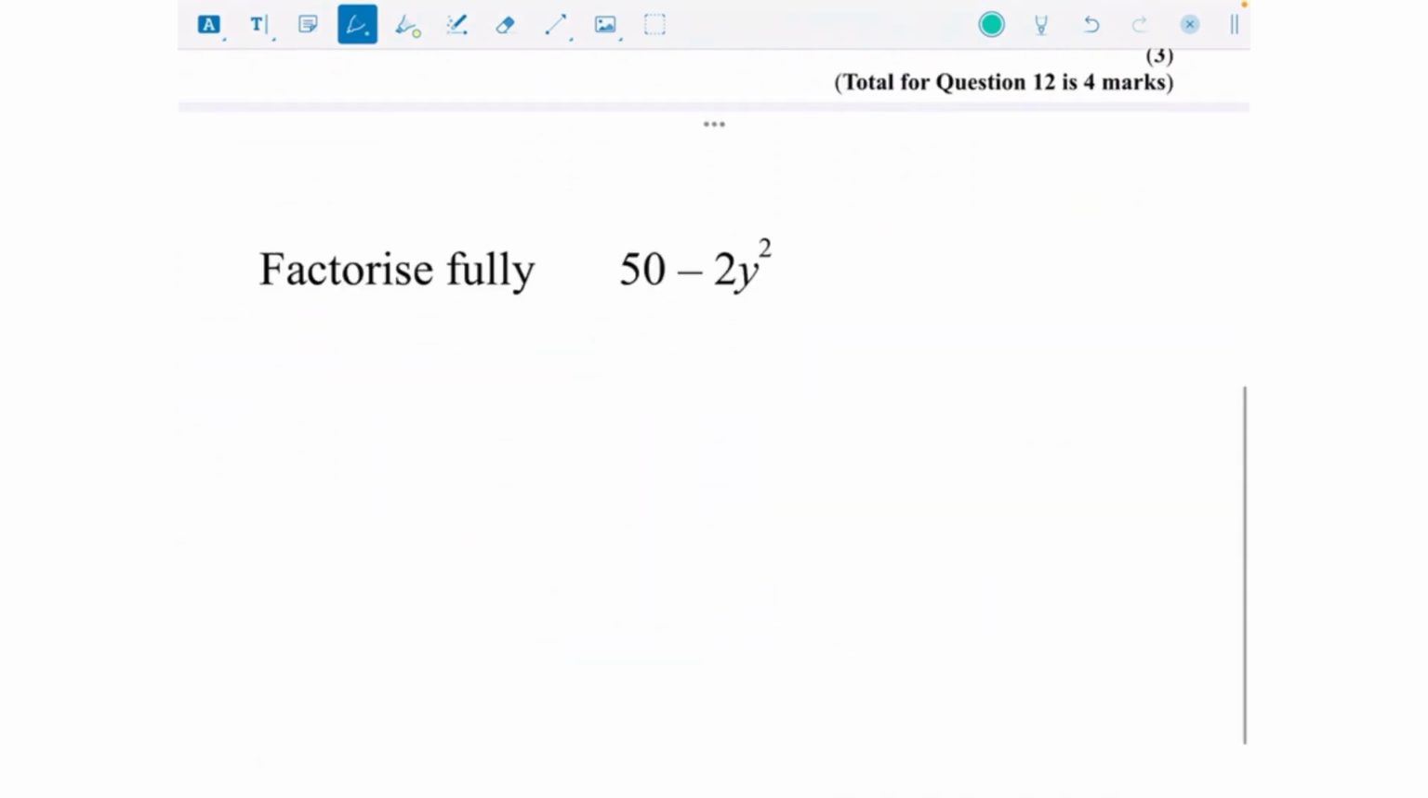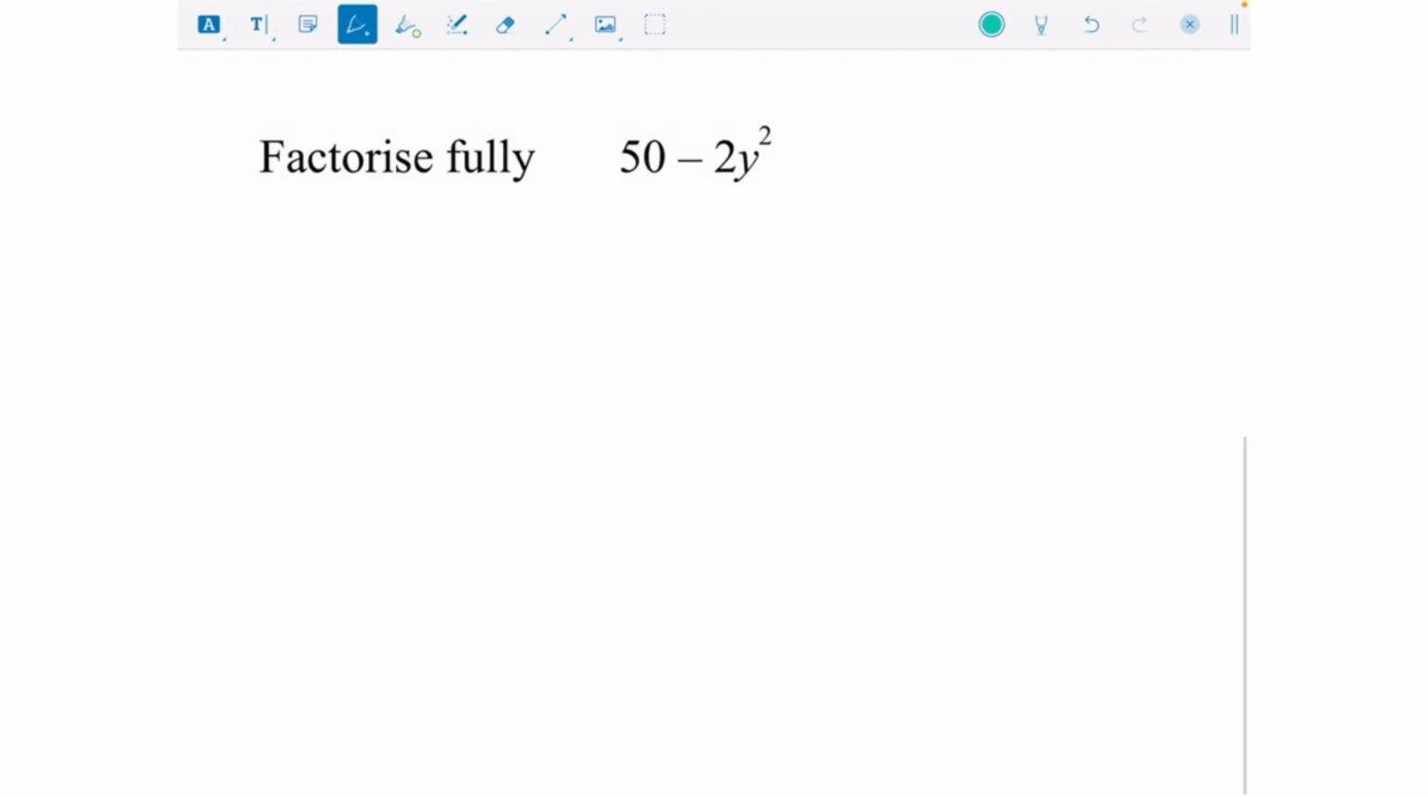For the next question, factorise fully. So to factorise means to put into brackets. We've got to subtract, but actually there's something else we need to do first. These two terms have something in common. They're both in the 2 times table. So I'm going to start by writing this as 2 lots of 25 minus y squared.